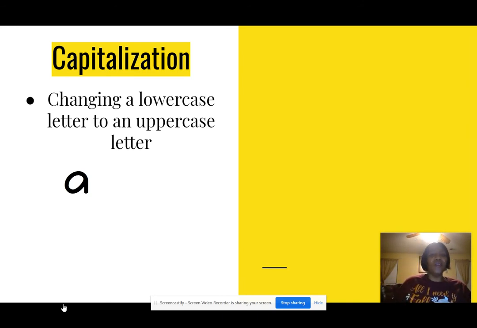Okay. So there is a difference between a capital A and a lowercase a. We would use a lowercase a definitely in the middle of a sentence, and a capital A could be found at the beginning of a sentence or the beginning of a name. Okay.